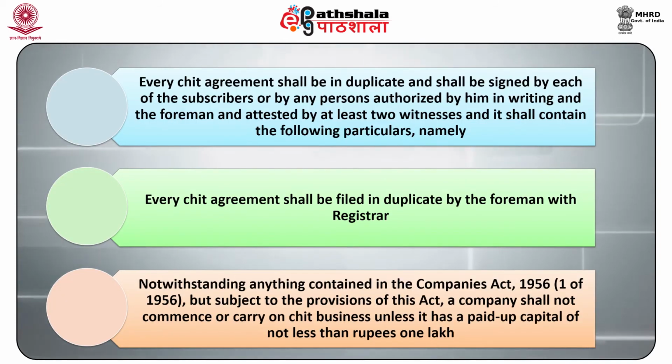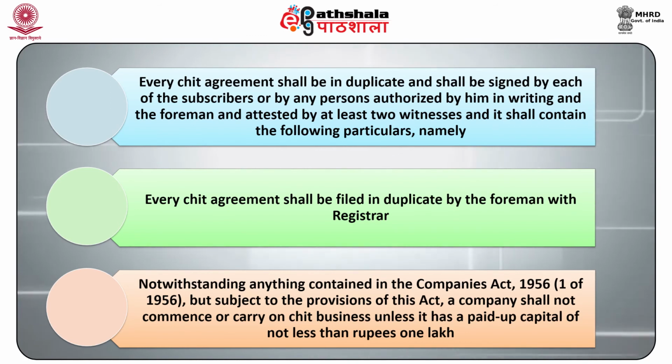Second, no person shall issue or cause to be issued any notice, circular, prospectus, proposal or other document inviting the public to subscribe for tickets in any chit unless such notice, circular, prospectus, proposal or document contains a statement that the previous sanction required under section 4 has been obtained and the particulars of such sanction. Third, every chit agreement shall be in duplicate and shall be signed by each of the subscribers or any persons authorized by him in writing and the foreman and attested by at least two witnesses, and it shall contain the following particulars. Fourth, every chit agreement shall be filed in duplicate by the foreman with the registrar.